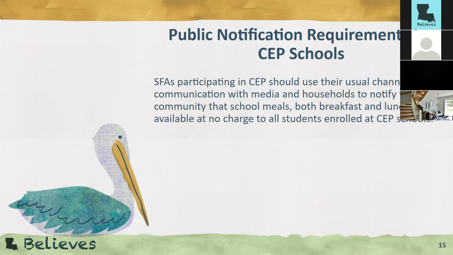So we've gone over two notification processes, our media release and our letter to the household. That requirement is the same for CEP schools, although the information you're communicating is a little bit different. So you're not needing to tell them how they need to apply or what information they'll need for the application or what the income guidelines are. You're really only providing information, letting them know that all meals are going to be free. So it looks a little bit different, although the requirements are still the same.